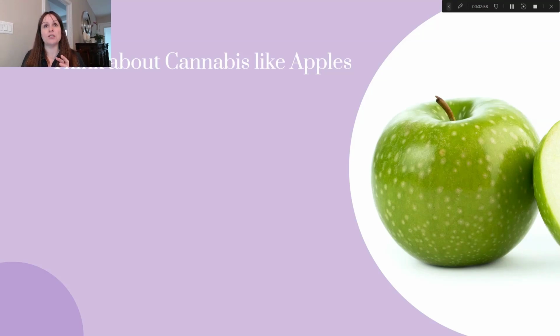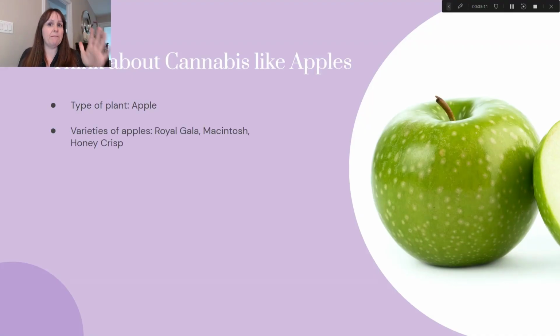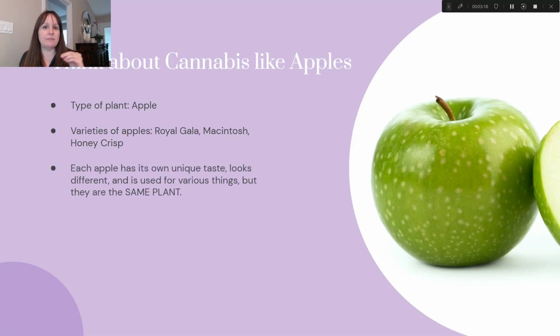So I want you to start using the analogy of thinking of cannabis like apples. The reason I use apples is that most people know that there are lots of different varieties of apples. They're all from the apple plant, but we have Macintosh and Royal Gala and Honeycrisp. We have all these different types of apples. Each of those types does a different thing. They're good for something different, right? Some of them are really good for baking. Some are really good for eating raw. Some have excellent storage. But we all know that it's all the same plant.